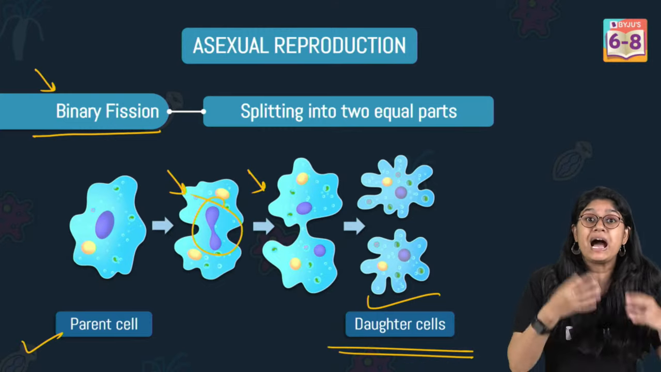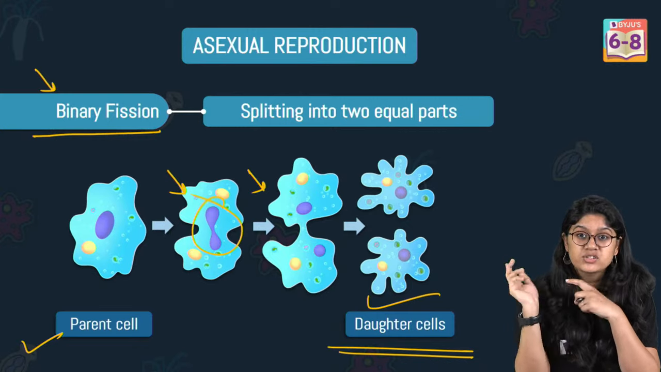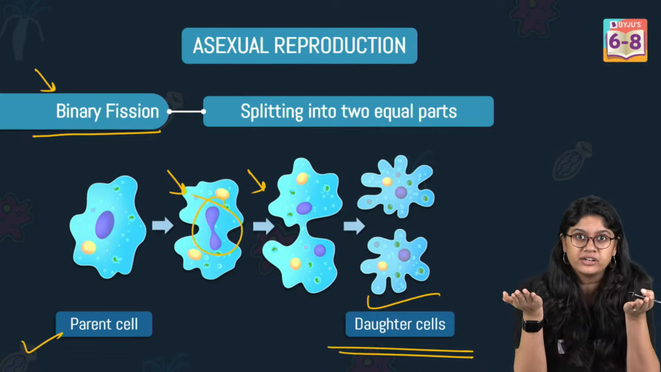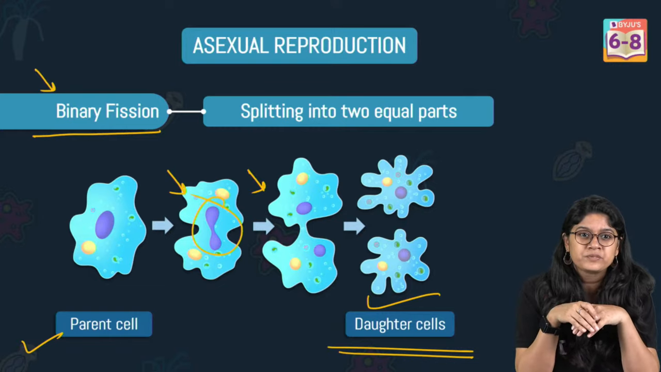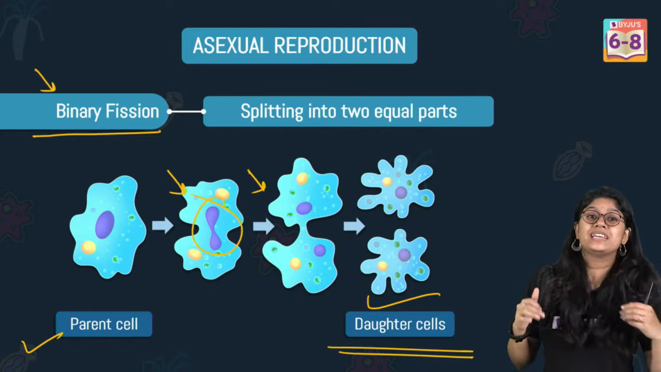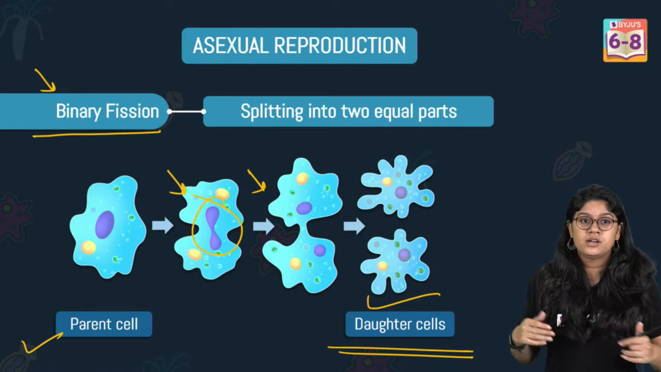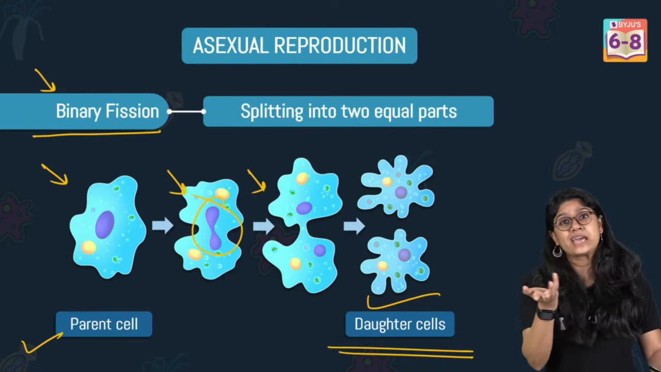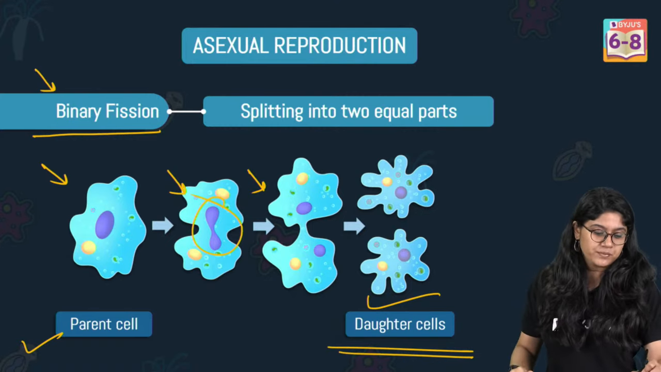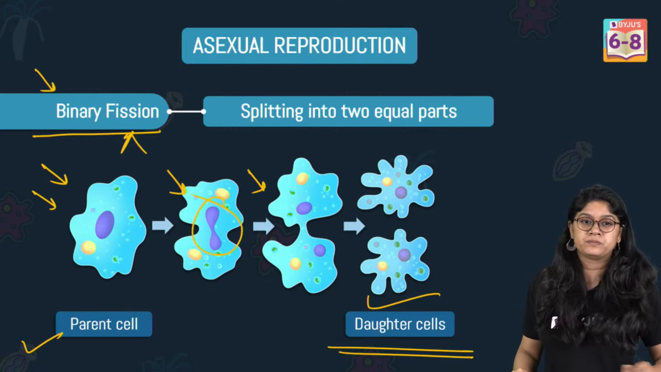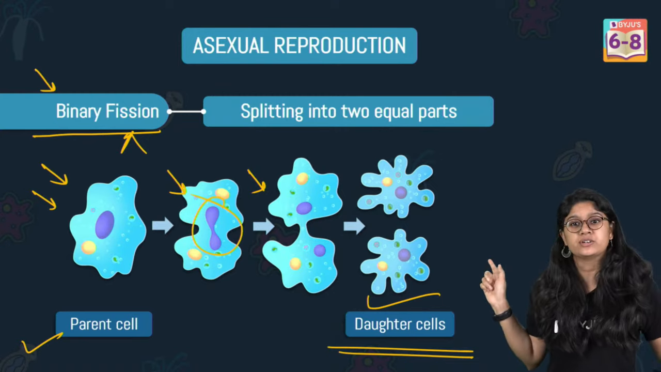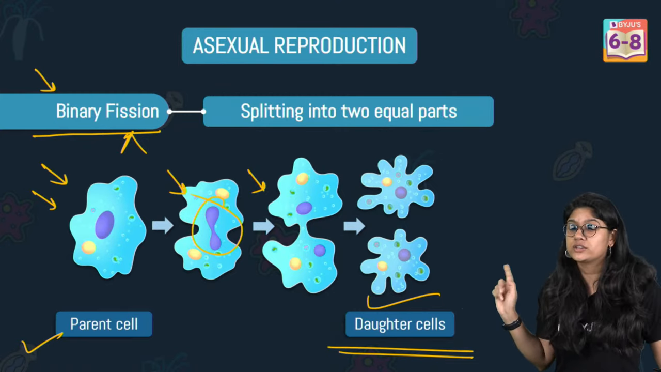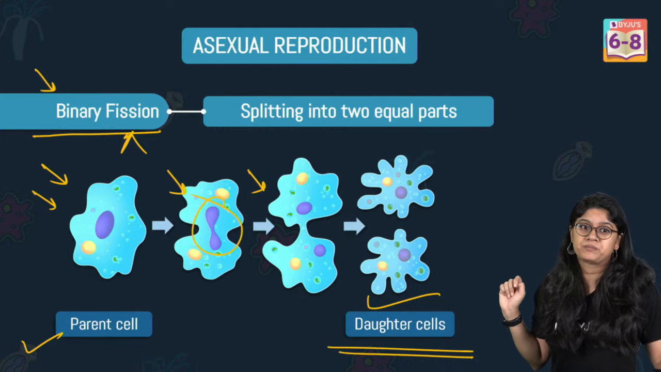These will be identical. They will be an exact copy of their parent, with nothing different. Clear, everyone? So in asexual reproduction, there is only one single parent involved. There are no gametes. There is fission, no fusion. Remember this diagram. They will be asking you to draw this diagram also in the examination.